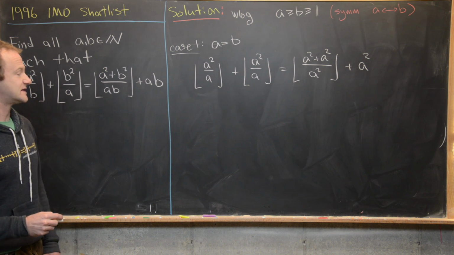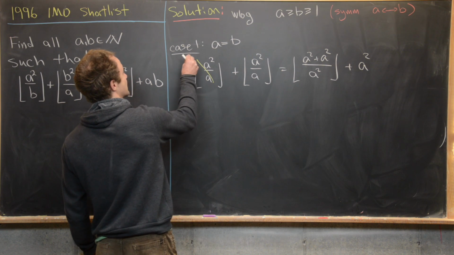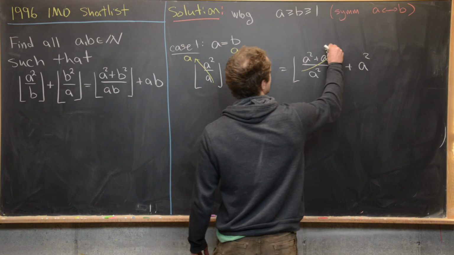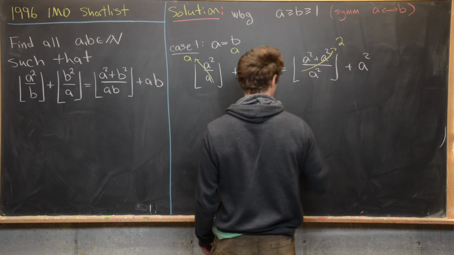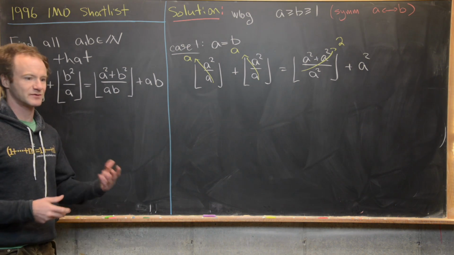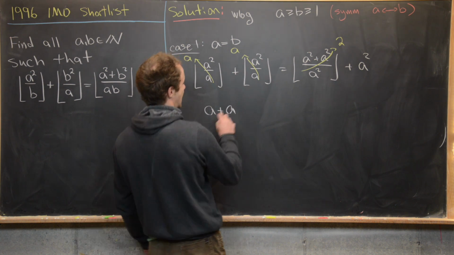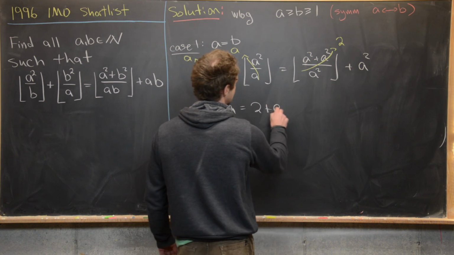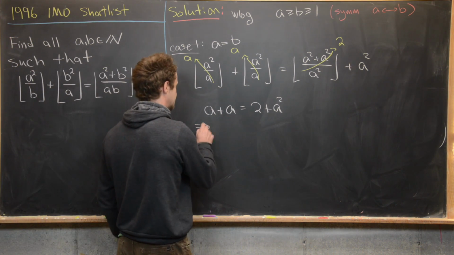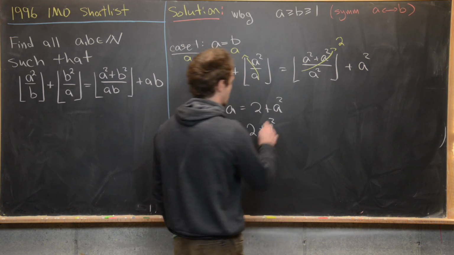But notice this is going to simplify quite a bit. This A squared over A is going to become just A. This one will become just A as well. This one right here will become 2. Now we've got to take the floor of all those, but we're assuming that they're natural numbers, so the floor doesn't do anything. So here we'll have A plus A equals 2 plus A squared. But notice that is going to give us 2A equals 2 plus A squared.